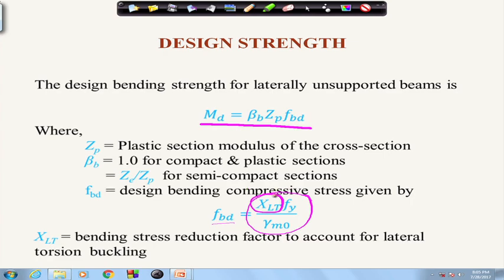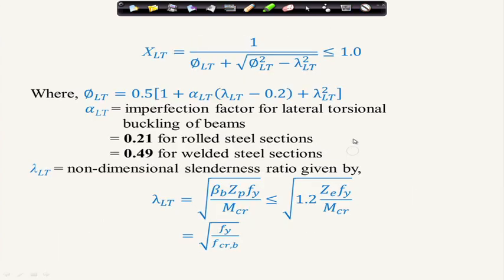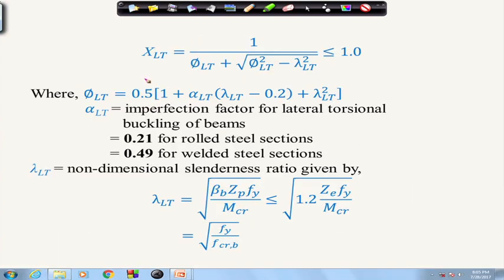So, if lateral torsional buckling is present, then this factor has to be multiplied to find out the design bending stress, right. So, our main job is to find out the XLT value. Now, this XLT value can be found from this expression, where phi LT can be found from this expression and alpha LT can be considered as 0.21 or 0.49. Then lambda LT, the non-dimensional slenderness ratio, we can find out from this expression.